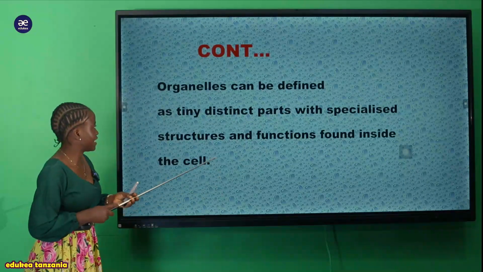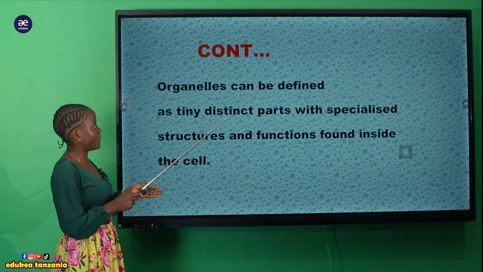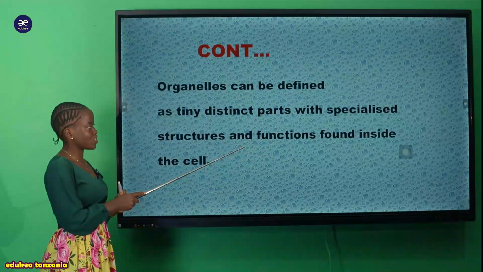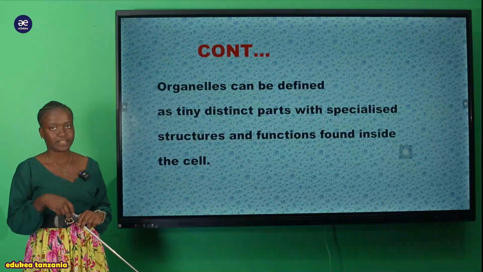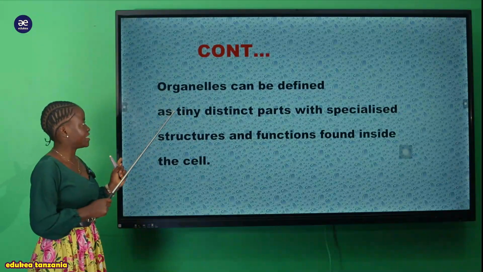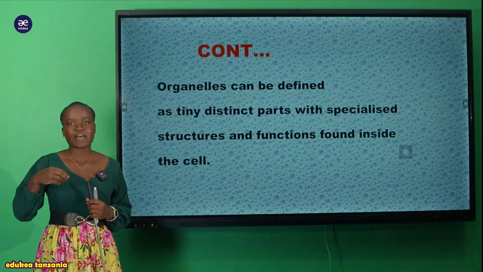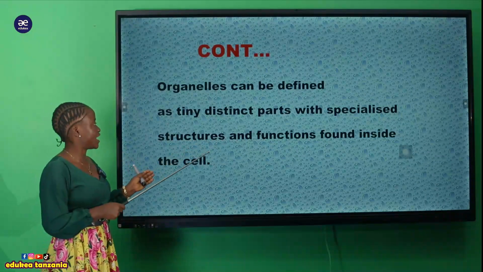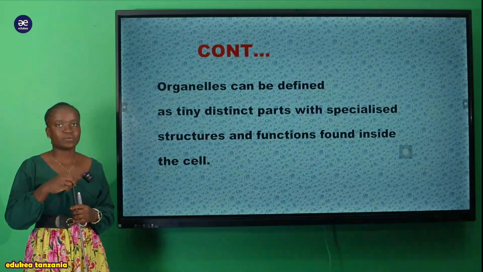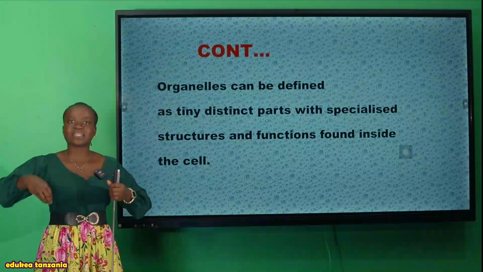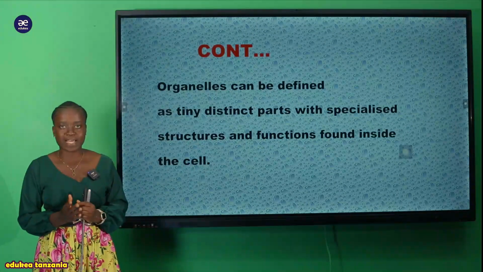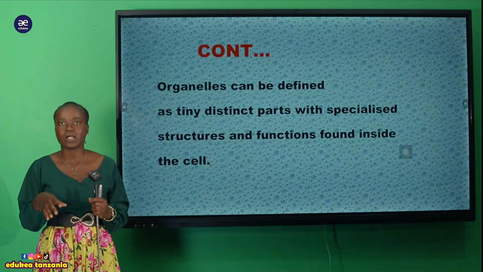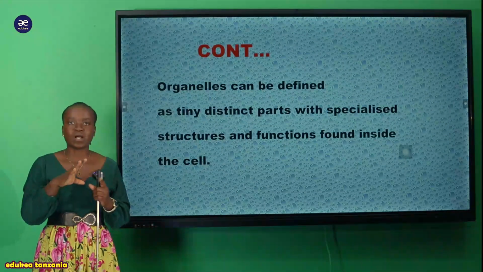An organelle can be defined as a thin distinct part with a specialized structure and function found inside the cell. These organelles are thin parts found within the cytoplasm. When we say inside the cell, we mean inside the cytoplasm of a cell in general. There are a lot of these organelles, so we are going to discuss one after another.